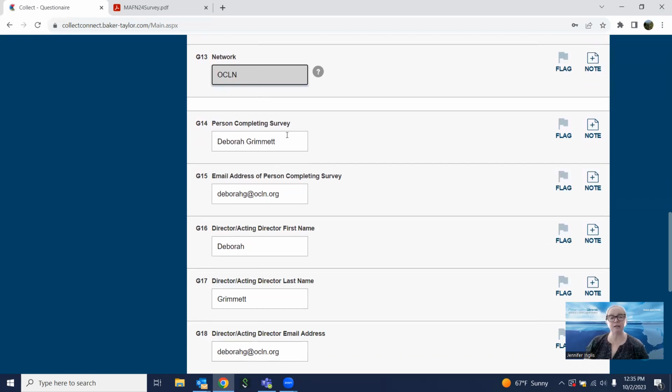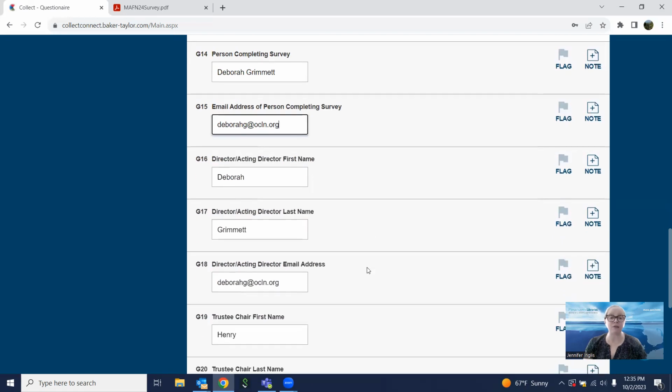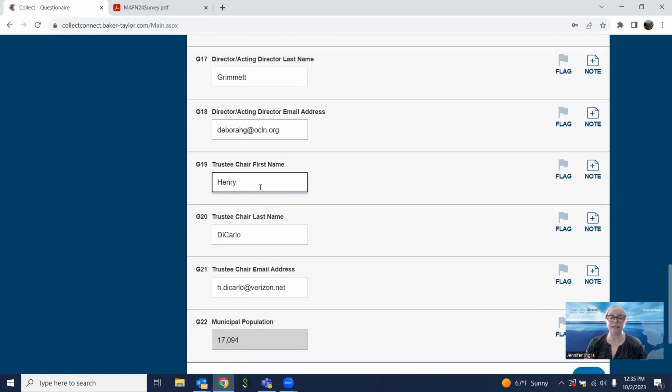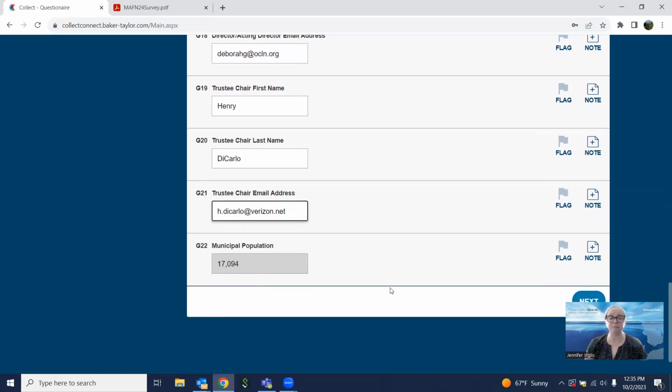The next section is the person who's completing the survey. This might be the director, it might not be the director. It's important for us to know who the person is so that as we're reviewing them later, we can reach out to someone if we have a problem and we need clarification. Email address of the person completing the survey, then the director's information, director's email address. We need the trustee chair first name, last name, and email address.